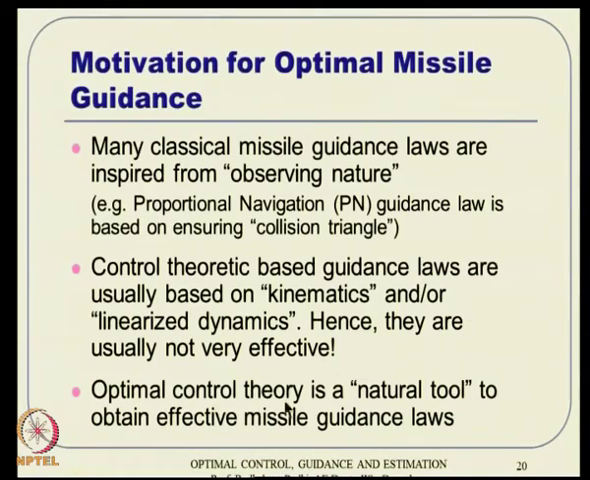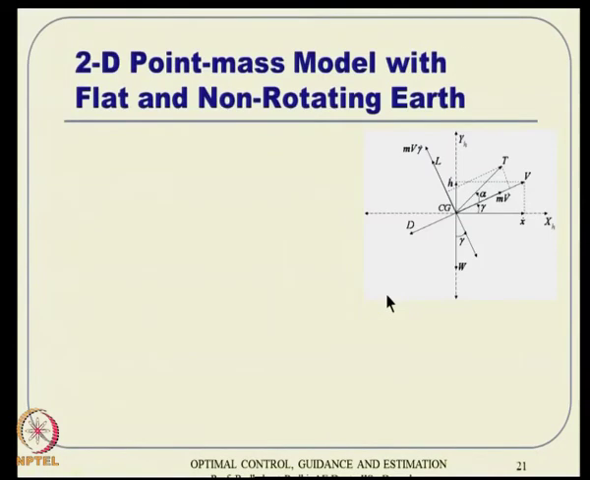In general, optimal control theory is a natural tool to obtain an effective missile guidance law, because we are equipped with a good formulation of boundary conditions at the end. Initially something may happen, but at T equal to Tf we can impose the boundary conditions that we need. That is the platform it gives us for formulating a problem and getting a solution history of the control variable, in other words the lateral acceleration variable.